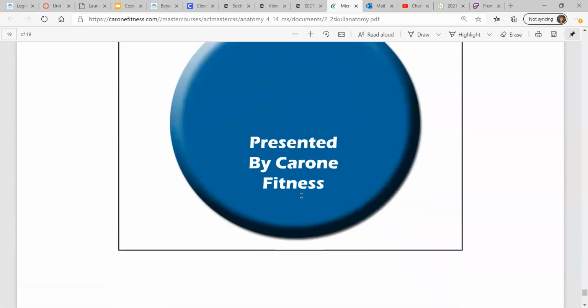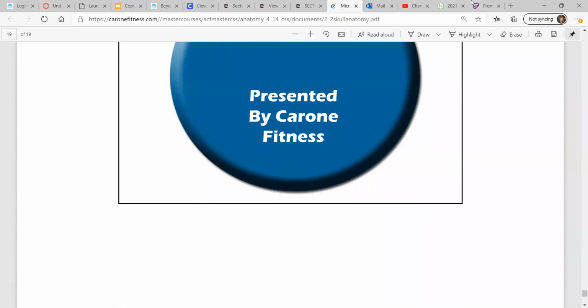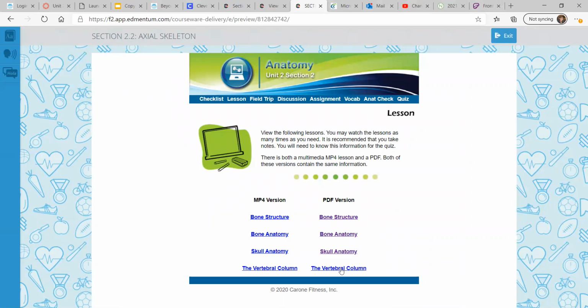Okay, so that's the end of the skull anatomy section. Let's head back and then talk about the vertebral column.